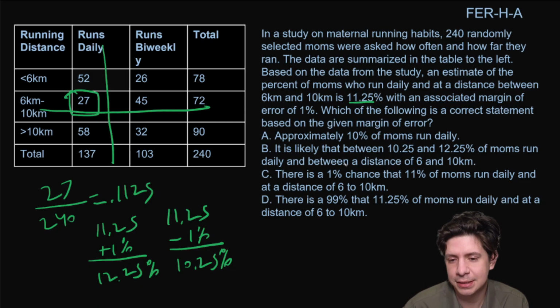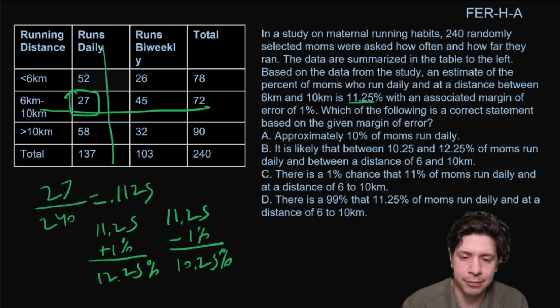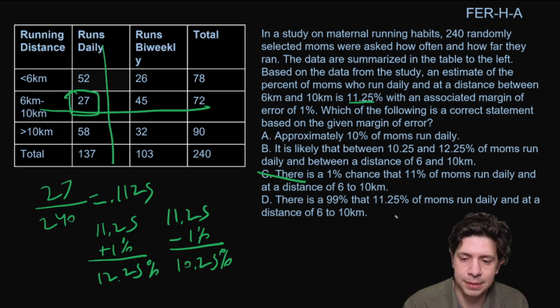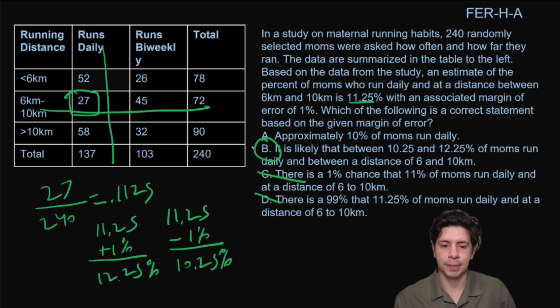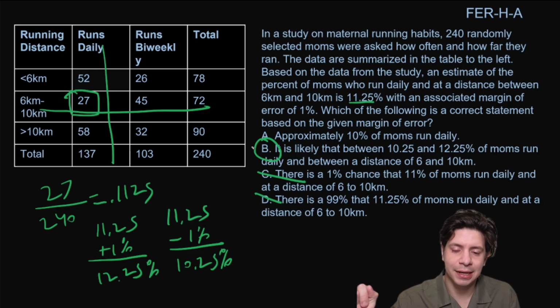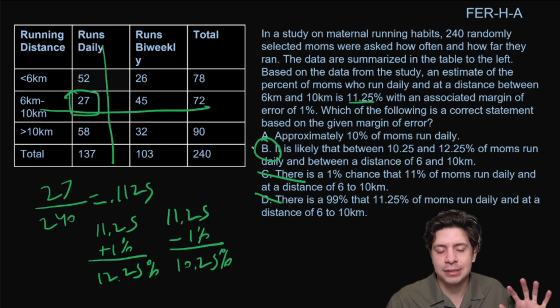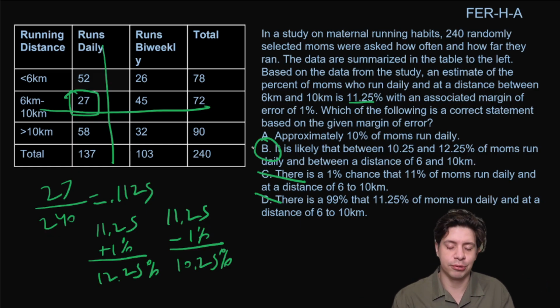There's a 1% chance that 11% of moms run daily and at a distance of 6 to 10 kilometers. No, they're not reading what margin of error means, and there's a 99% chance that 11.25% of moms run daily and at a distance of 6 to 10 kilometers. Again, not understanding the values, so it is B. And again, you could do this one without writing anything down. It'd be pretty quick, even though it's a hard level question. And as a chart, sometimes the chart is useful. If they give you the info, you don't have to work that out, and then you just work with the percents. So we'll go on to the next one.